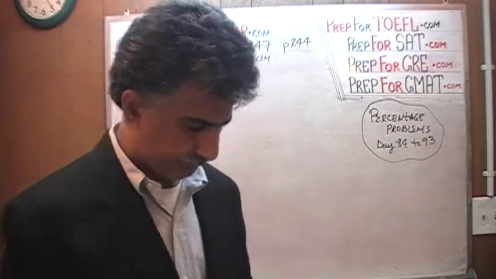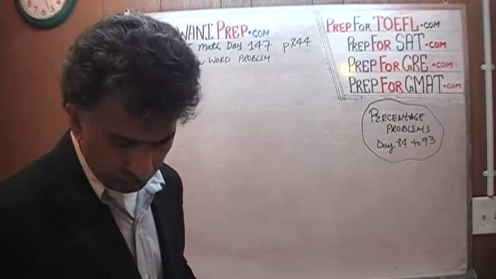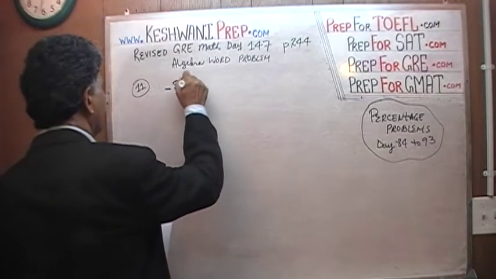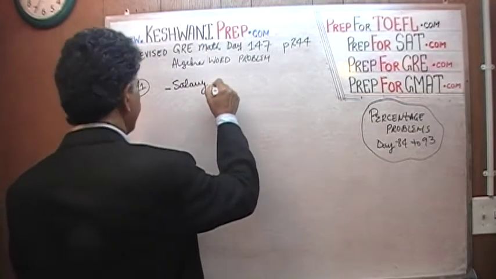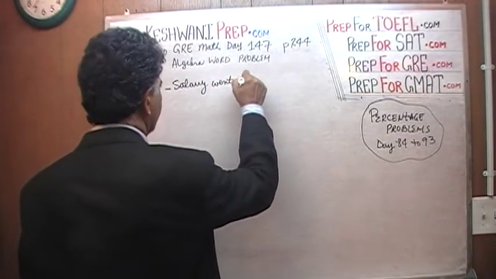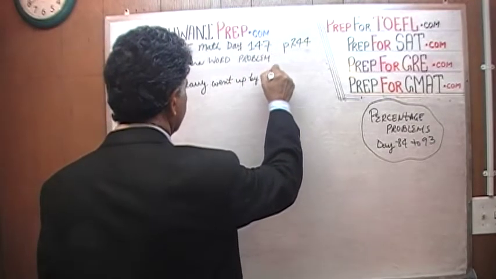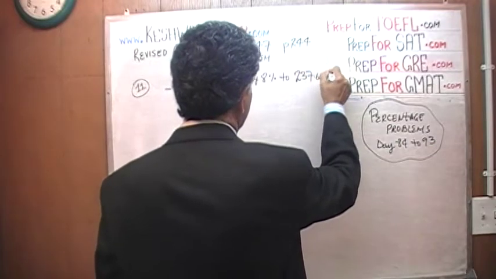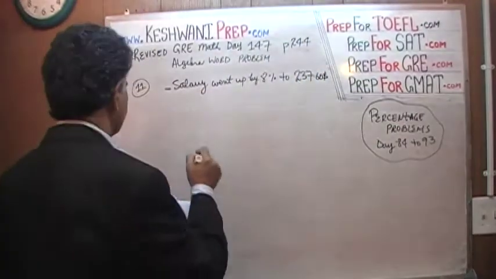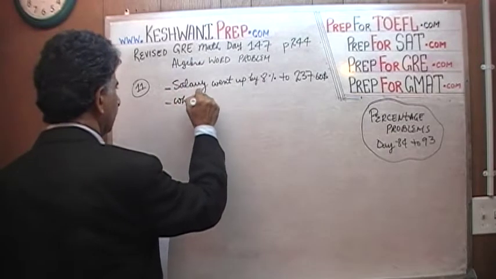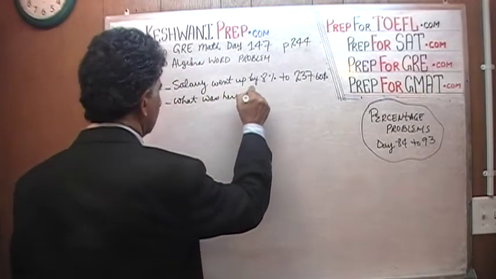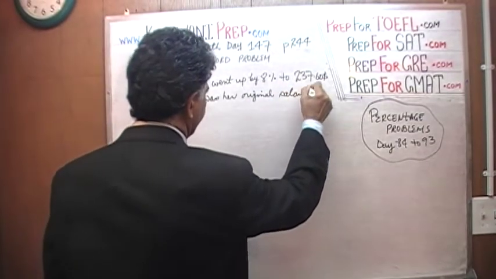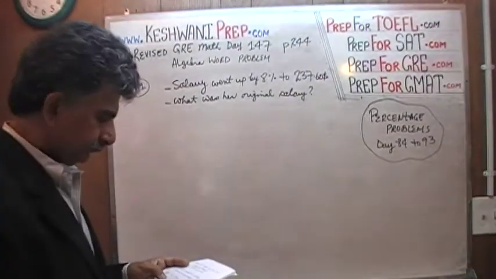It is important that you have the book in front of you, turn to page 244 and do the problem with me. So, her salary, we are told, went up by 8% to $237.60. Question simply is, what was her original salary?